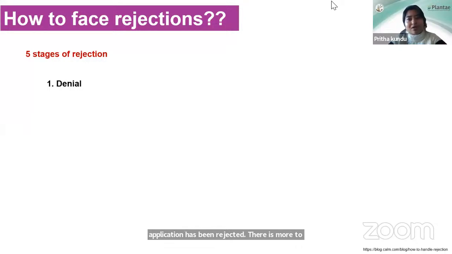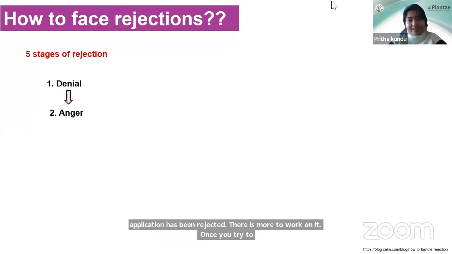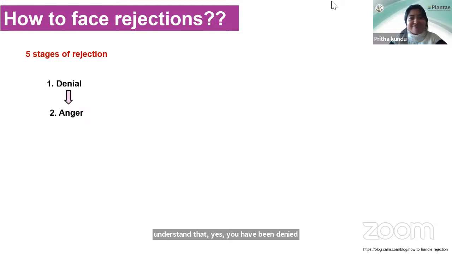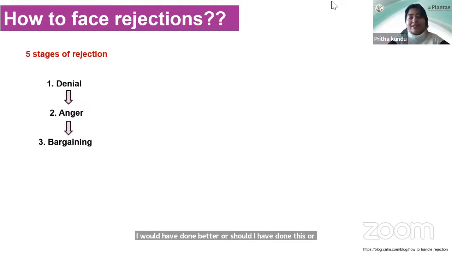Once you try to understand that, yes, you have been denied, there is a huge phase of anger, right? You are angry that why did they not accept my application? Because I gave my best, and why did it not occur? Once you get that phase through, you move to bargaining. You try thinking to some extent, maybe if I had done this, I would have done better. Or should I have done this? Or should I have not done that? So that's the bargaining that starts at the third phase of rejection.